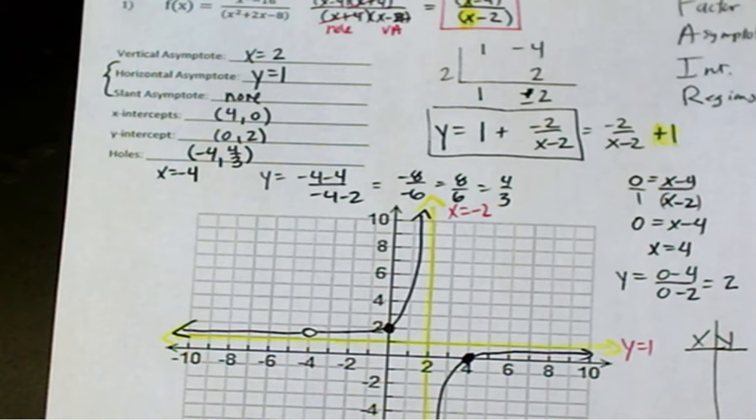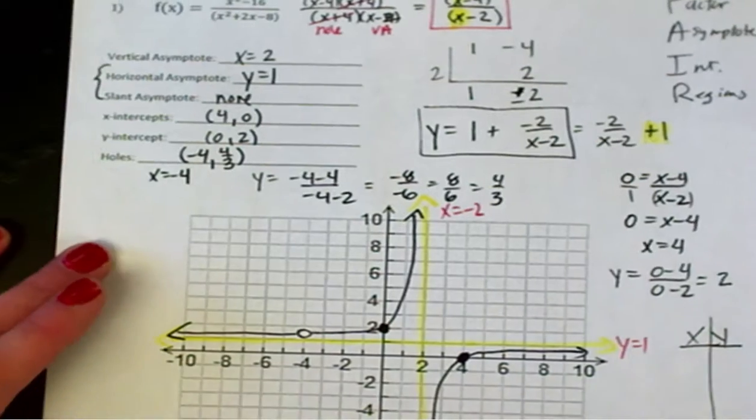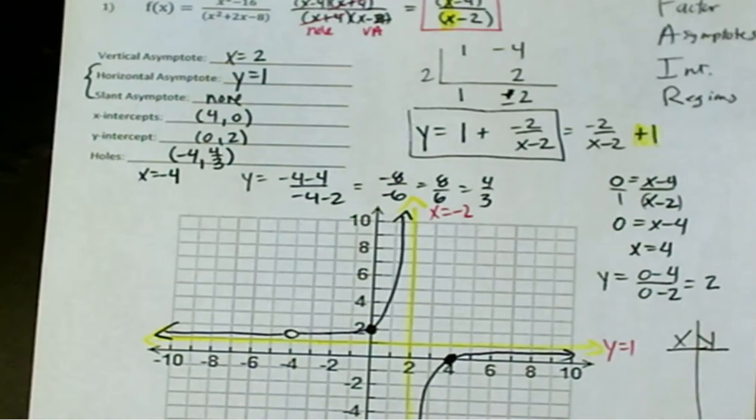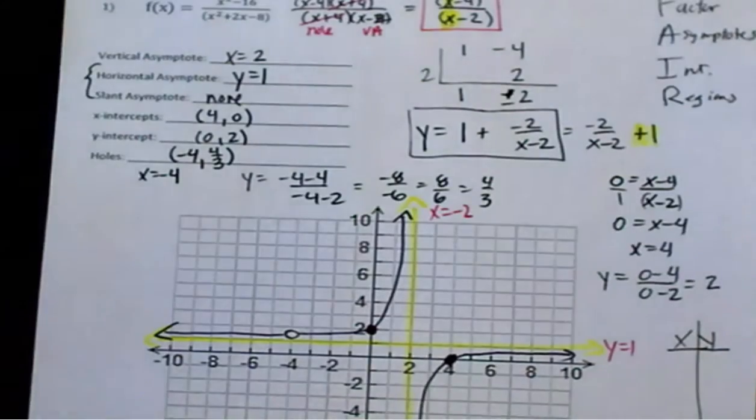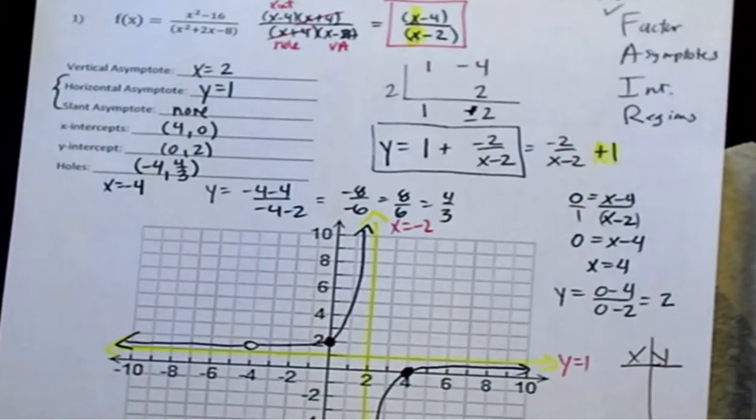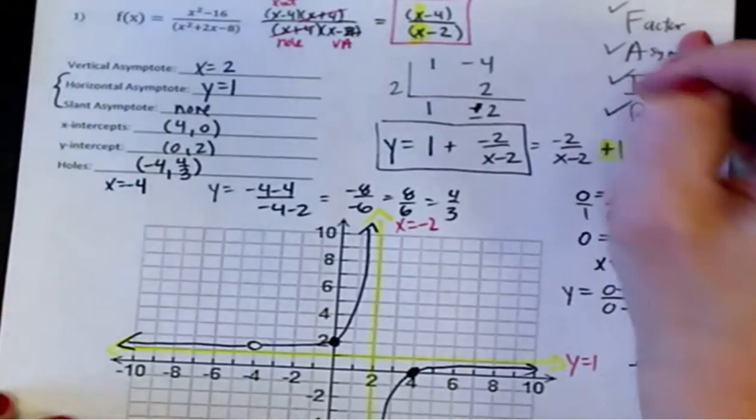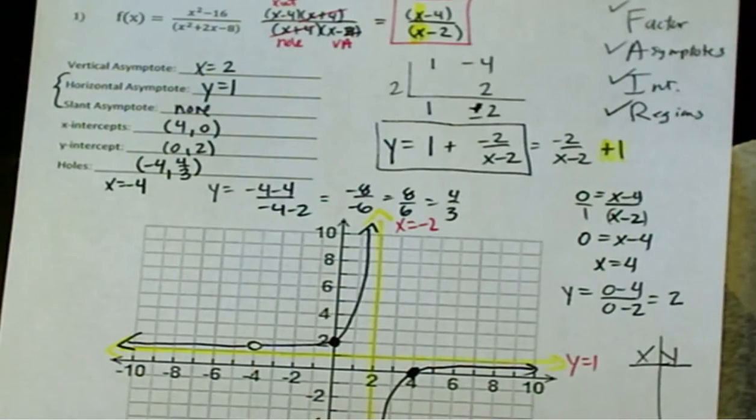What would I check for? Asymptotes and intercepts. So notice regions. Regions is where did you put it? Top left, bottom right. That's where I put the graph. Make sure it's graphed in the correct sections. Okay, so we factored. We did asymptotes. We did intercepts. And then I actually drew the graph.